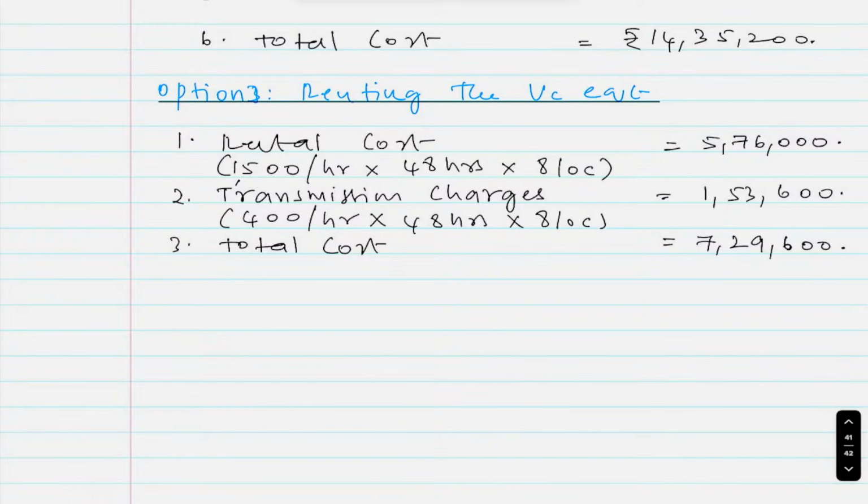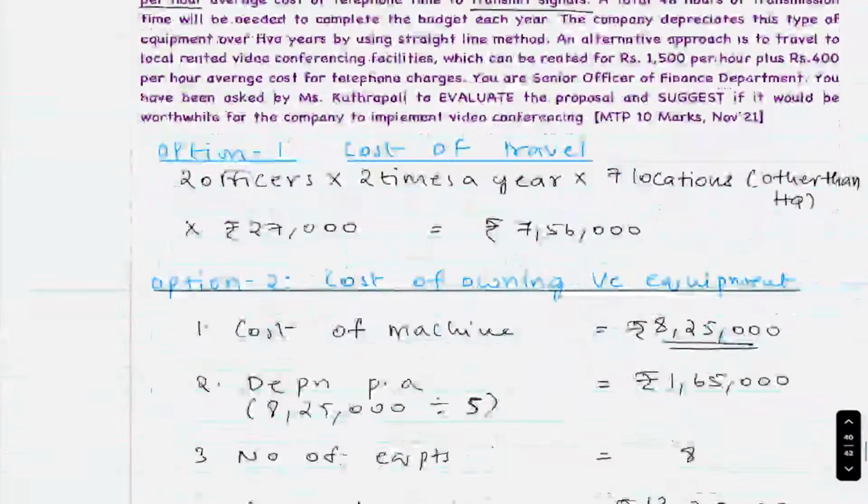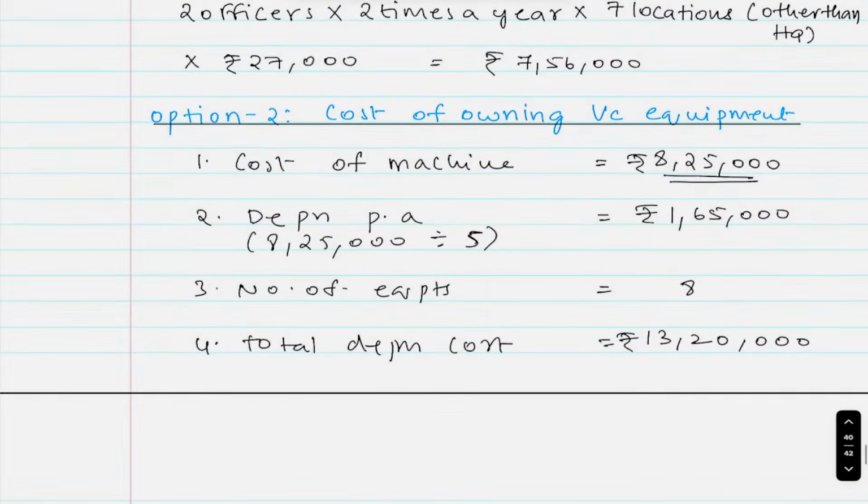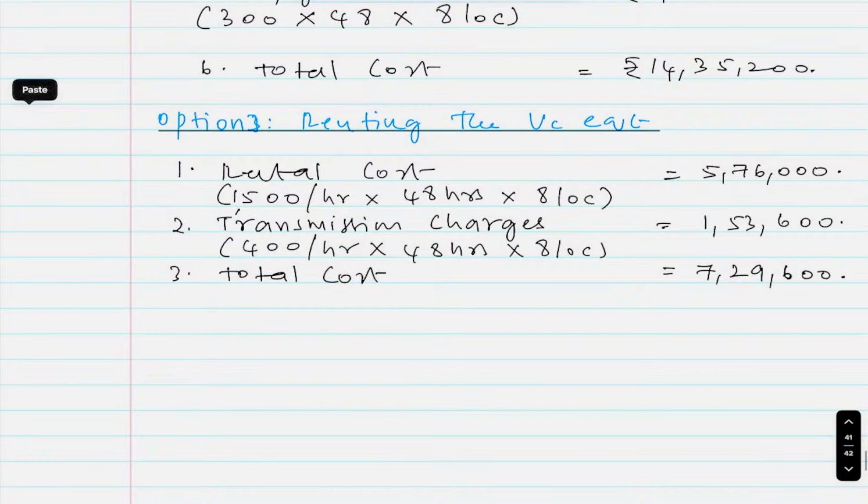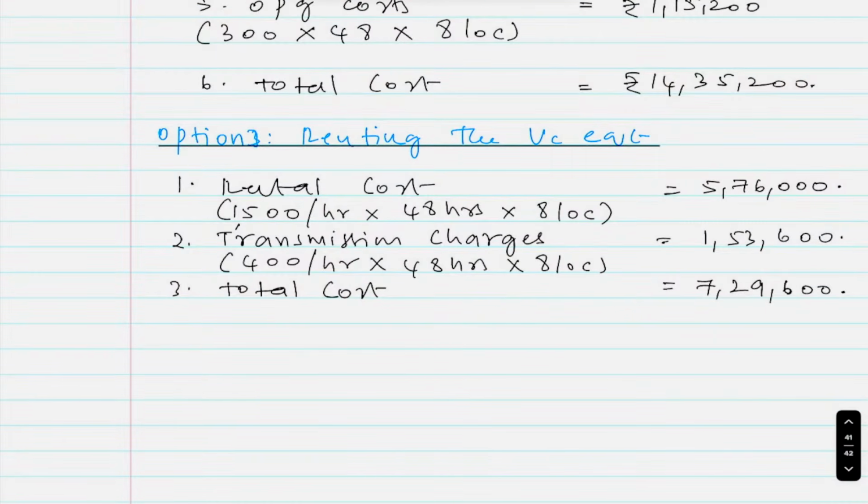So you please tell me which option is better? Option 1, travel. Option 2, owning video conferencing equipment. Option 3, renting a video conferencing equipment. Which is a better one? Option 1 or 2 or 3? Right on. Option 3 is recommended because of its lower cost.